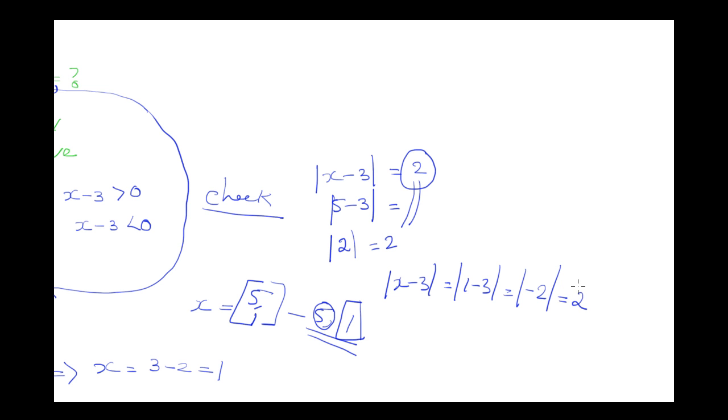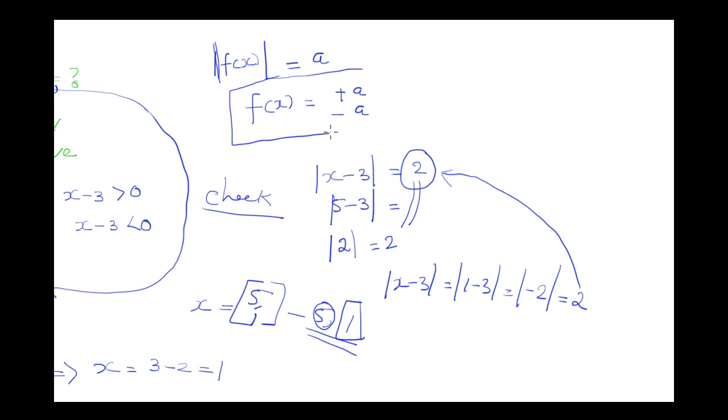So from this problem, we can say whenever an expression is given, like absolute of f of x, a general function, equal to a positive number a, then we can always immediately write f of x is equal to plus a or minus a. This is an important property which you can always use when solving problems involving absolute function.